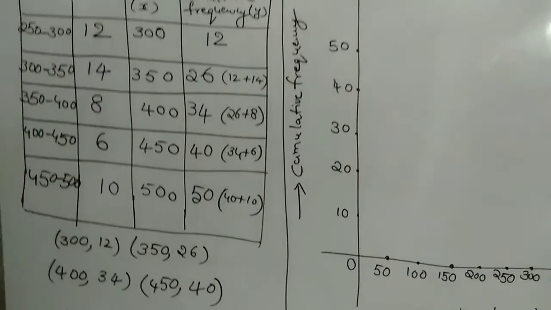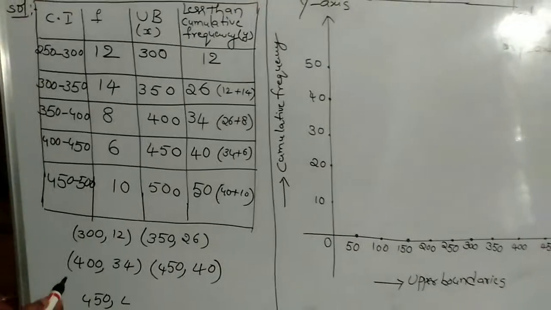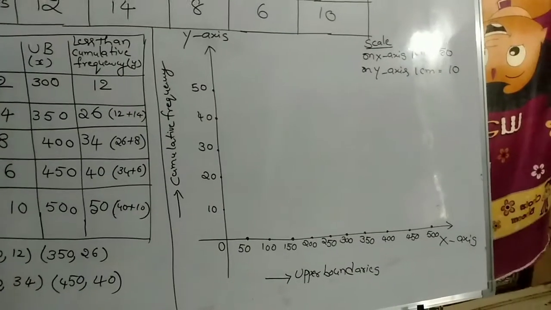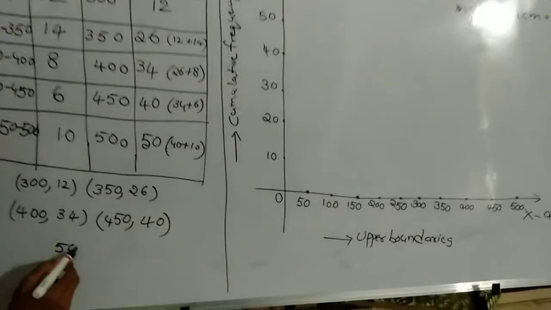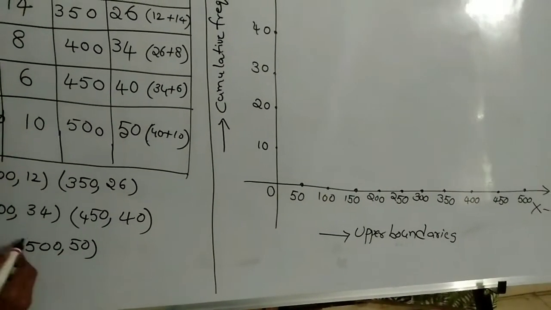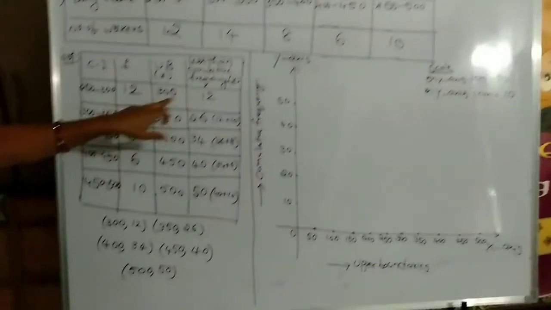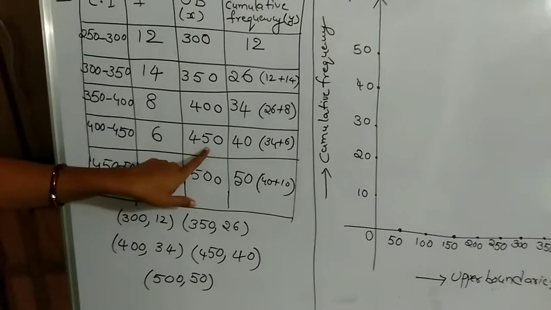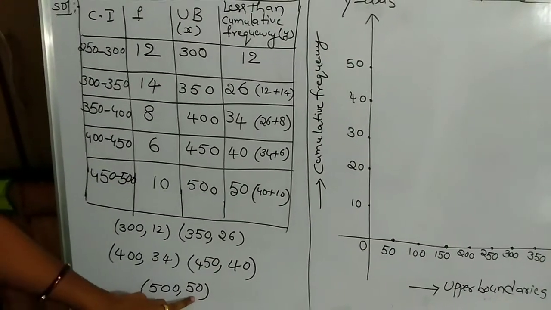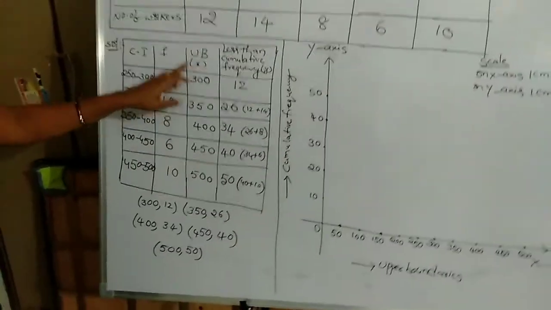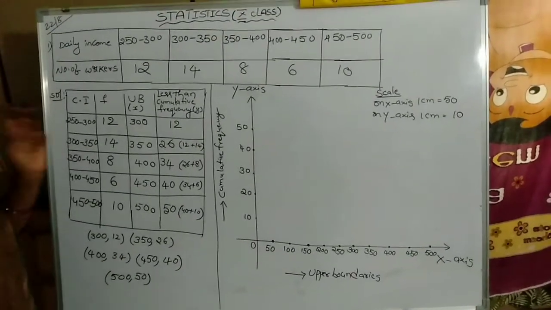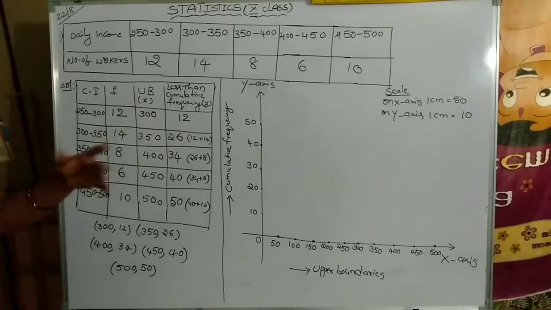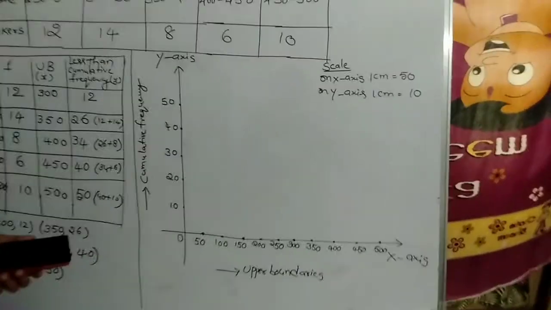And the last, 500 to 50. These are the ordered pairs: 300 to 12, 350 to 26, 400 to 34, 450 to 40, 500 to 50. Upper boundaries are taken as the x coordinate and the less than cumulative frequency is taken as the y coordinate. We can plot the points on the graph paper.